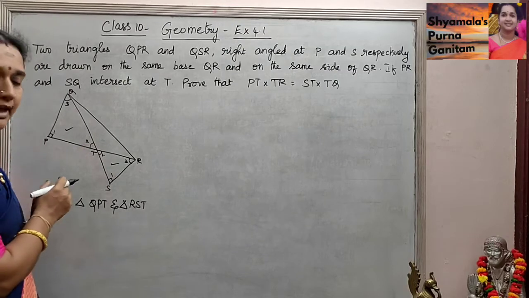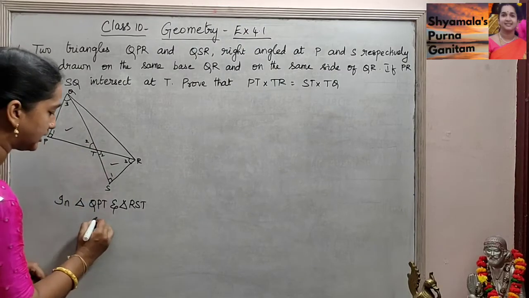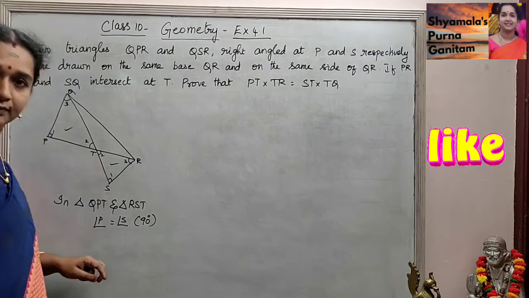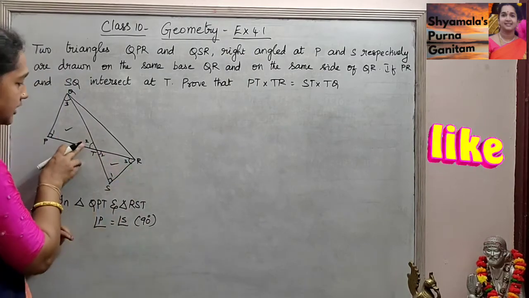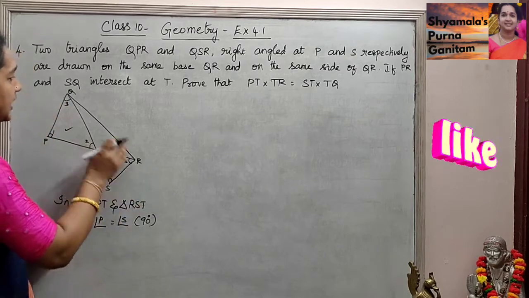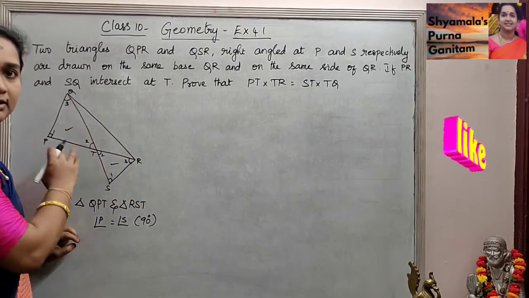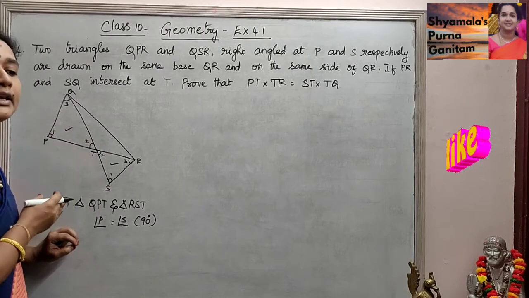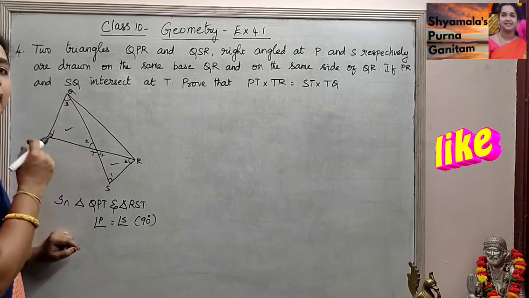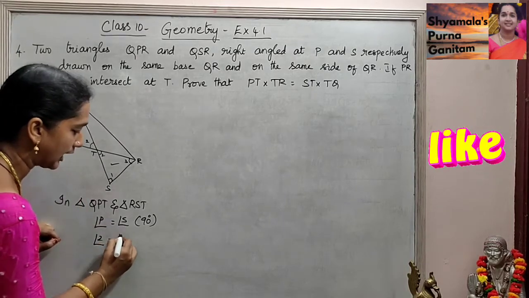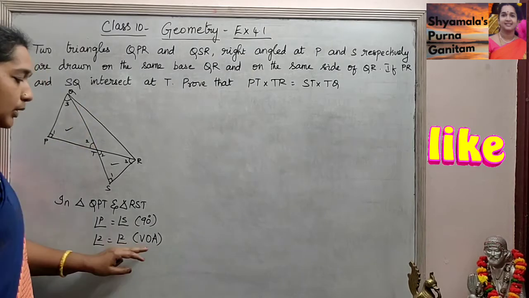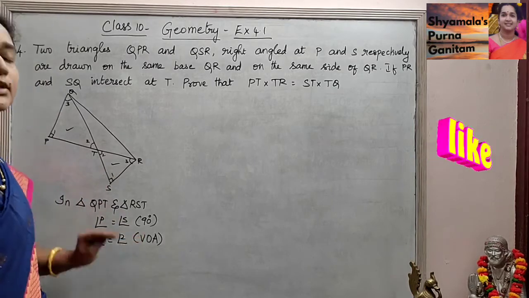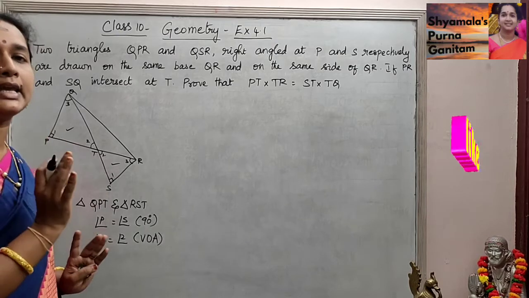For proving the similarity, one angle, already it is given in the question that it is 90 degree. So, angle P is equal to angle S, that is 90 degree. Okay, one angle is equal. Then, the other one is, in the question it is given, PR and QS are intersecting. Those lines are intersecting at the point T. So, since it is intersecting, we will get vertically opposite angles. So, vertically opposite angles are equal. That is, angle 2 is equal to angle 2, vertically opposite angles. Okay, so now we got two angles equal. So, both the triangles are similar by AA similarity.